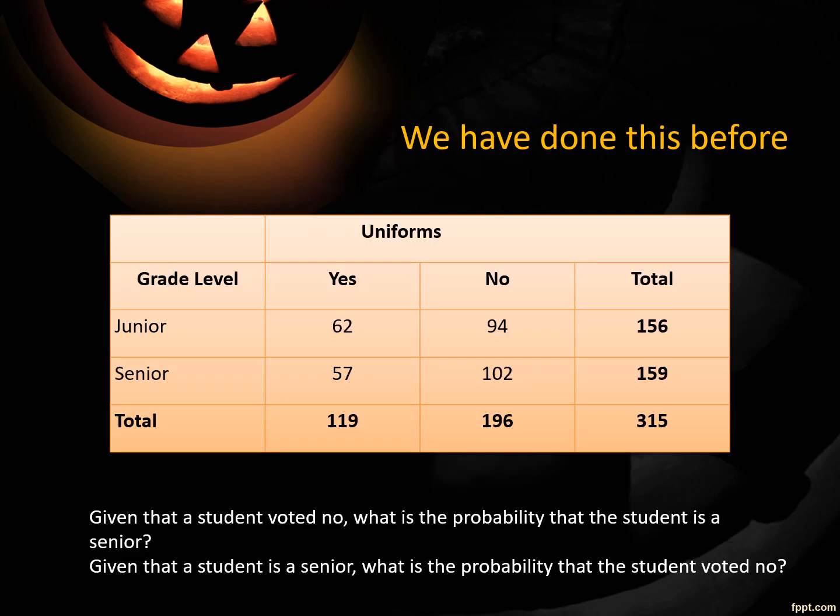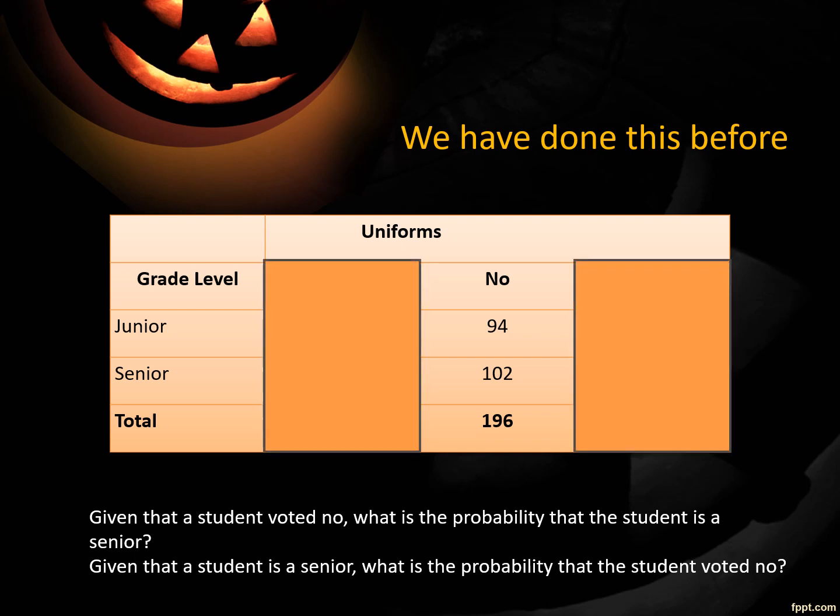So I know you're getting sick of this data. We've seen that table before, but I just wanted to remind you, we're not even going to really deal with numbers here. So looking at the idea that given that a student voted no to uniforms, what's the probability that the student is a senior?